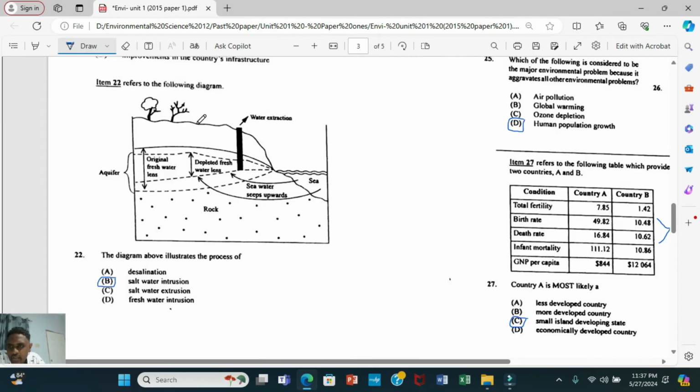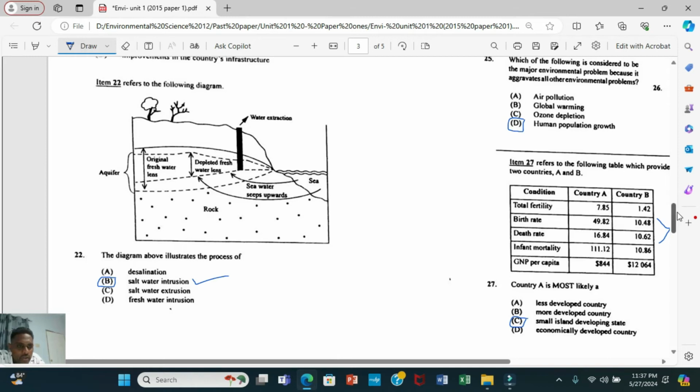22 refers to the following diagram. The diagram above illustrates the process of saltwater intrusion, meaning water from the sea is going in to where persons normally extract fresh water for drinking. Because the well dries, the fresh water dries down, salt water then starts moving in.